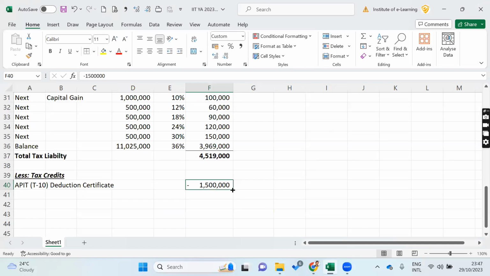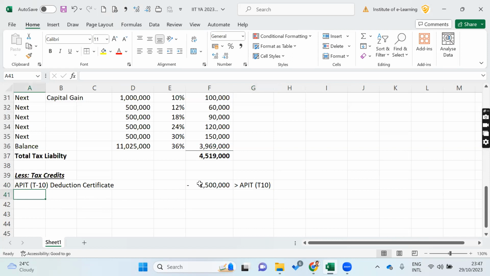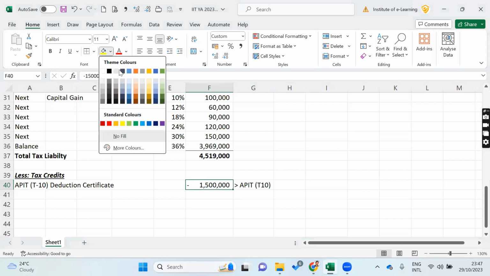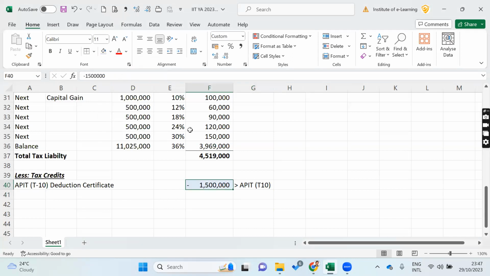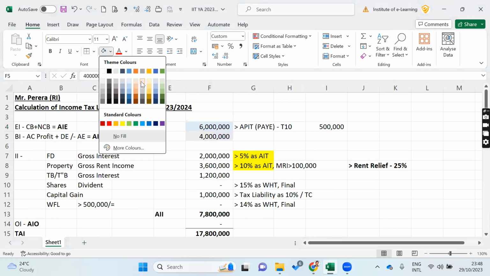අපි උදාහරණයක් විදිහට 1.5 million මේක අපි ගන්නෙ, we will take this as per the T10 certificate. APIT එහෙම නැත්නම් T10 certificate, based on T10 certificate, right? Here the next credit is, first credit we have taken based on this first source. Second source, if you have any income, right?